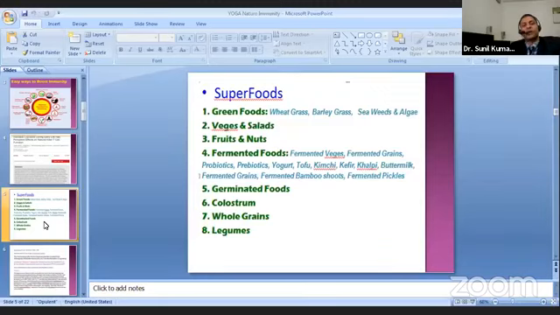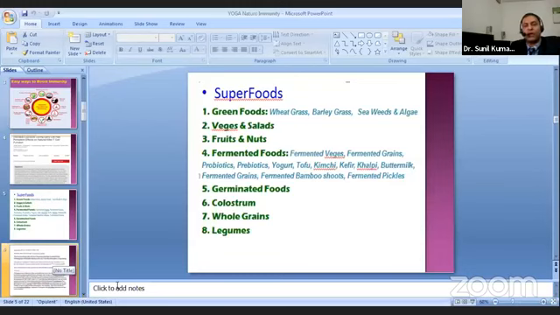So the superfoods we are going to cover are green foods, veggies and salads, fruits and nuts, fermented foods, germinated foods, colostrum, whole grains and legumes. We already know, and Dr. Janak will be talking on this, veggies and salads, so I'll not be touching that part. I'll just show you a few slides. Fruits and nuts, he'll be touching on that, so I'll not touch that part. Germinated foods, Dr. Murthy has already talked about that. Whole grains and legumes, Dr. Janak will tell you about that. So I'll talk regarding a few more interesting points.